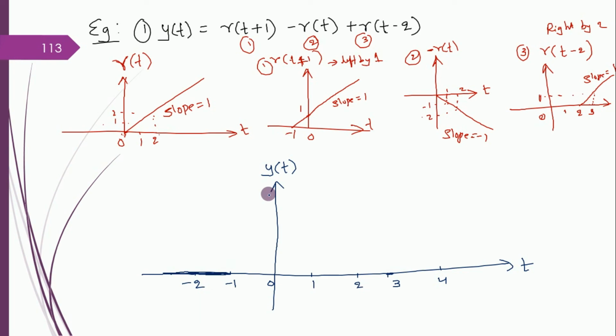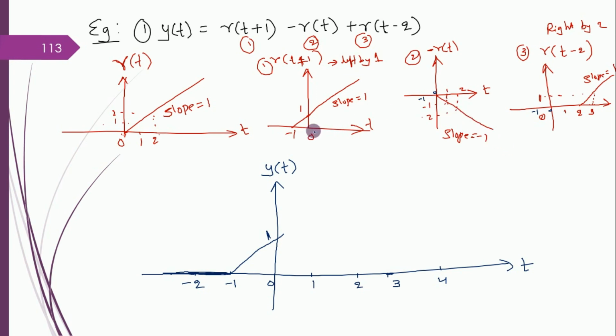From minus 1 onwards till 0, I have only this signal. There is no other signal from minus 1 to 0. Hence, just trace it in the same fashion. The amplitude is 1. Now from here onwards, it is getting added. Minus I have already taken care of. It is rising with a slope equal to 1. It is decreasing with a slope equal to minus 1.